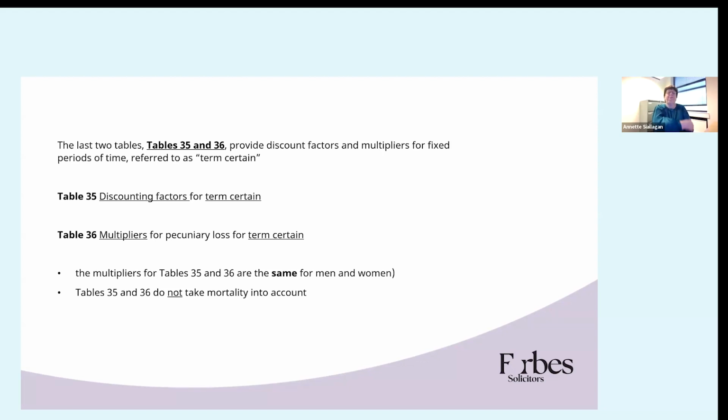And then table 36 is similar, and that's a multiplier for a term certain. So for example, you know that someone is going to need care for a fixed period of 10 years, say. You can use table 36 to calculate the multiplier for that, where it's a term certain. Tables 35 and 36 are the same for men and women. There's no split between men and women. It's just for a fixed period, and they do not take into account mortality rates.